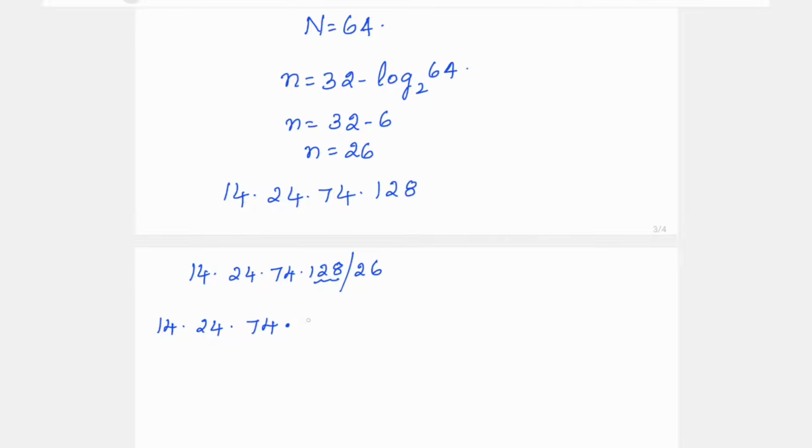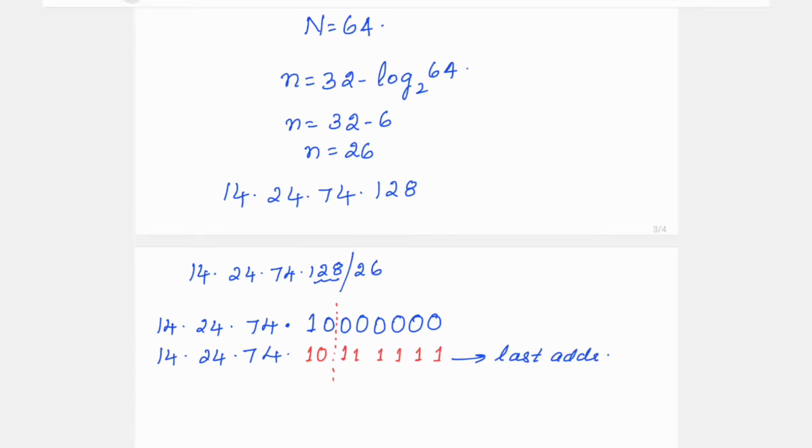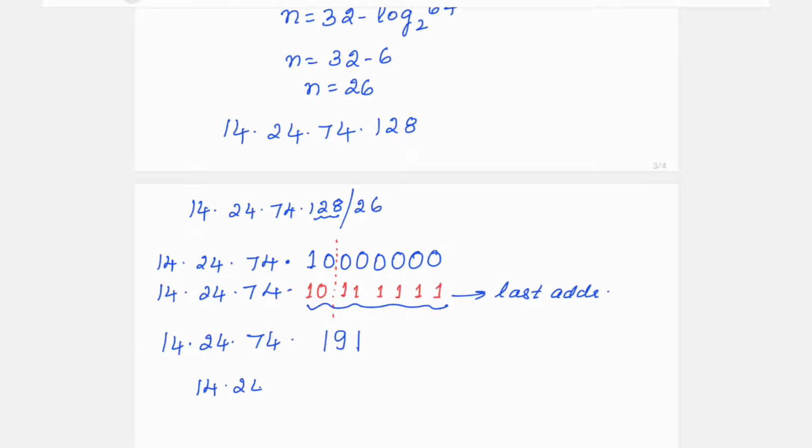I'll write this in binary. 128 is 1 followed by all zeros. To keep 26 bits as they are, what do I have to do? These bits as they are, and the remaining bits I'll make ones. This way I can get the last address here. These bits I'm keeping as they are. Now convert this part into decimal. How much will you get? 191. So I got this address, 191 slash 26. So this becomes your last address.